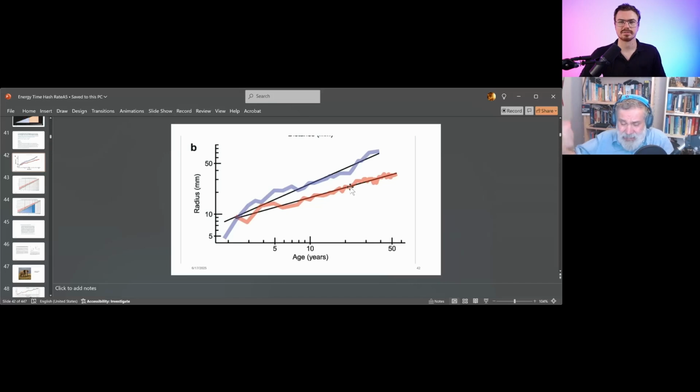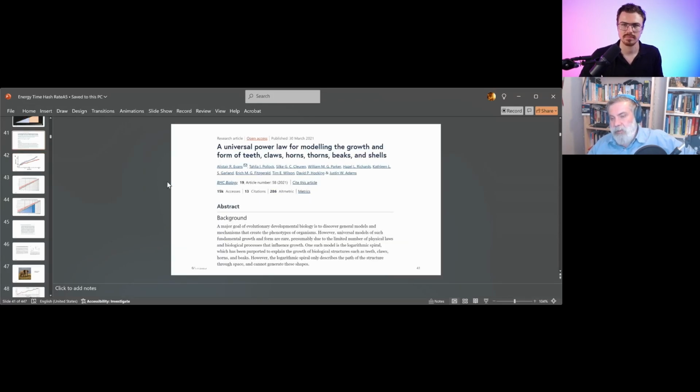I love that. I was lucky to discover this thing. I was blessed. It's very humbling. It's not about arrogance. It's about how beautiful Bitcoin is. Look at this: a universal power law for modeling the growth of teeth, claws, horns, thorns, beaks, shells. All power laws. So Bitcoin, it's like this. It's nature. There is cleverness and beauty and intelligence.